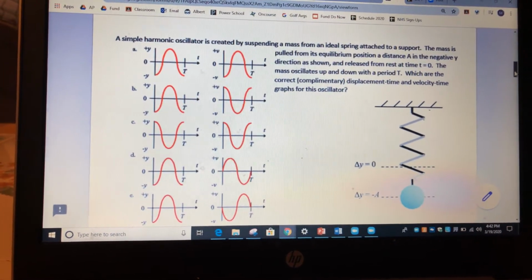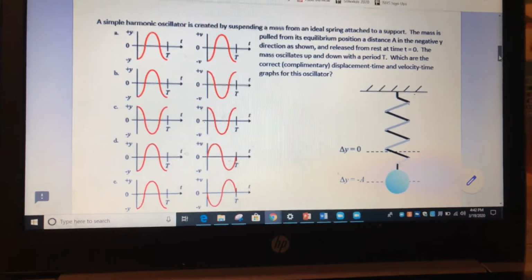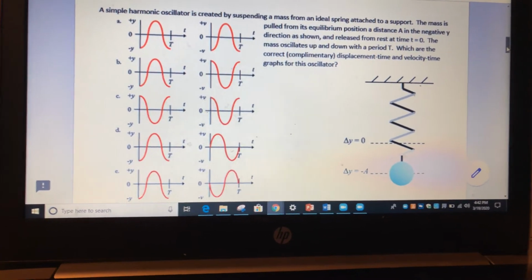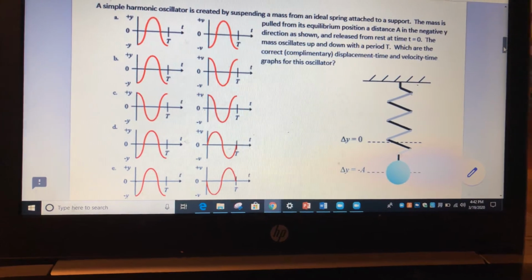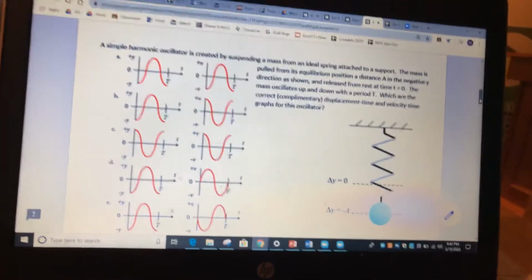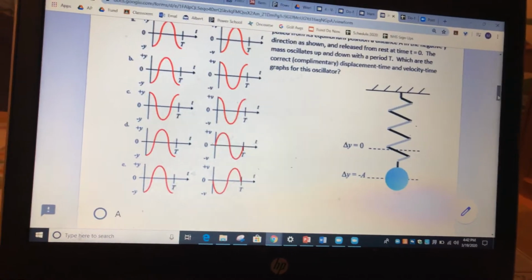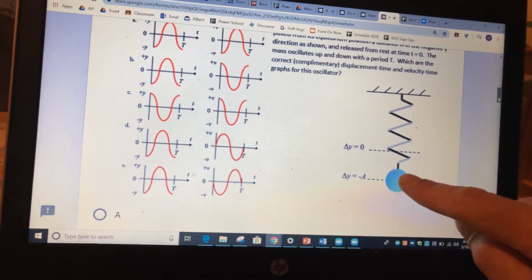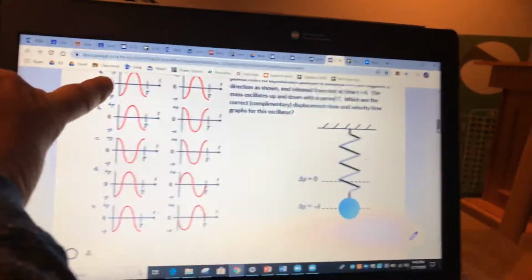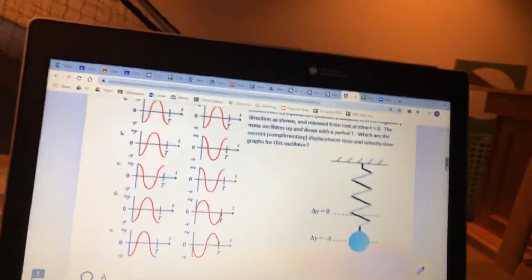All right, this one's a little bit tricky. The simple harmonic oscillator is attached to the support, and the mass is pulled from equilibrium to a position a distance A in the negative y direction. So you've got to understand when you're matching these graphs that it's pulled down into the negative. So my position has to start at a negative position. That unfortunately leaves A, B, D, and E all as answers.